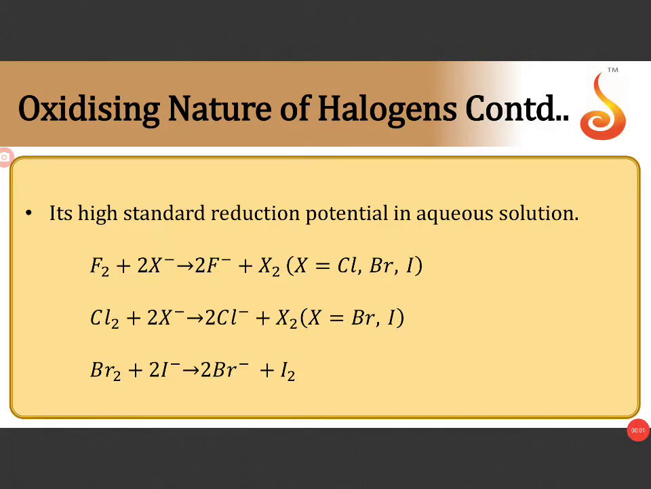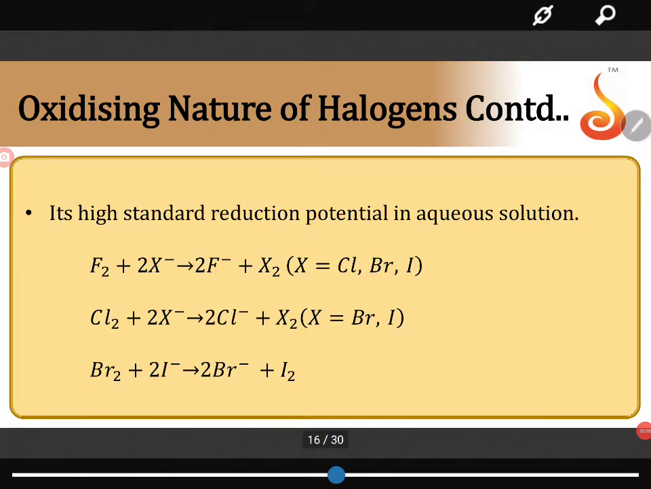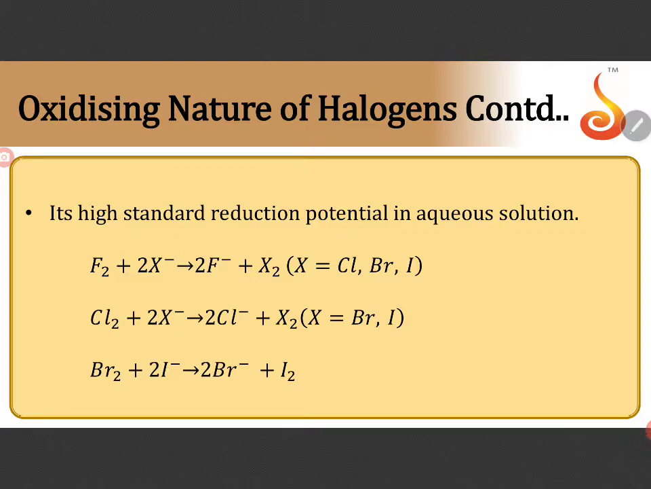Now, based on these reactions, fluorine can displace any halogen from their salt solution, and chlorine can displace any halogen from halide salt solution, other than fluorine. And bromine can displace only iodine from iodide salt.